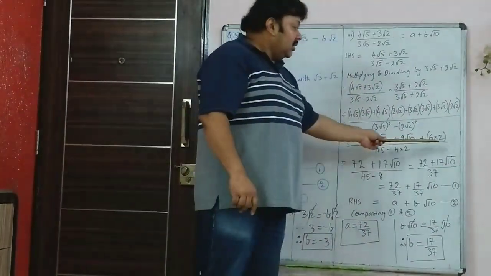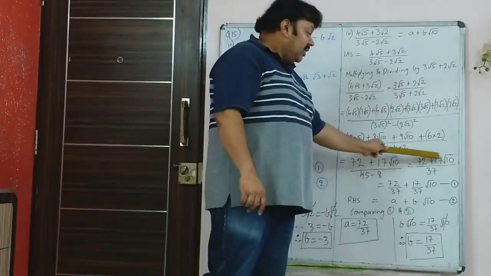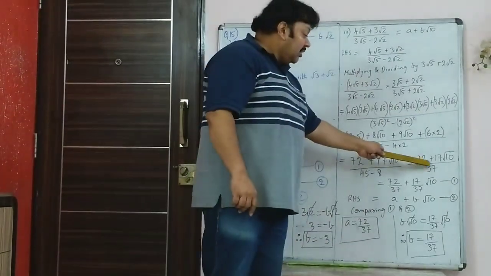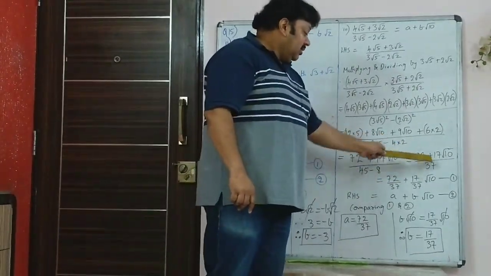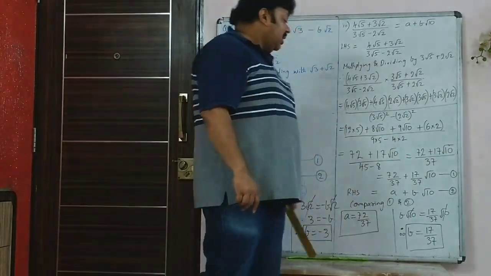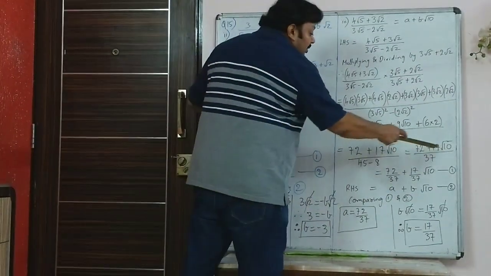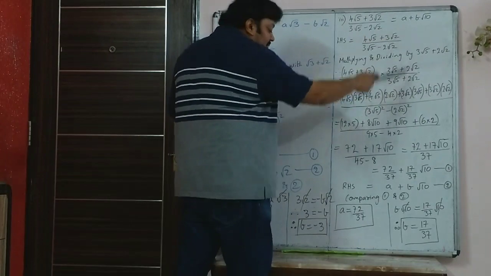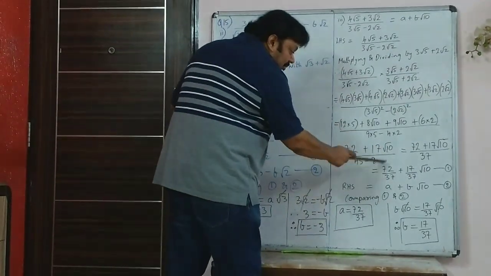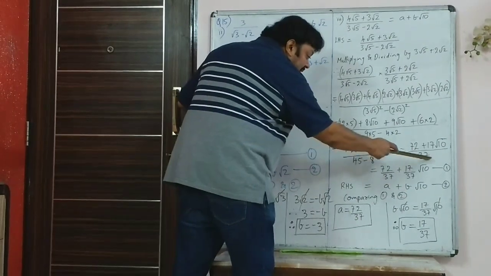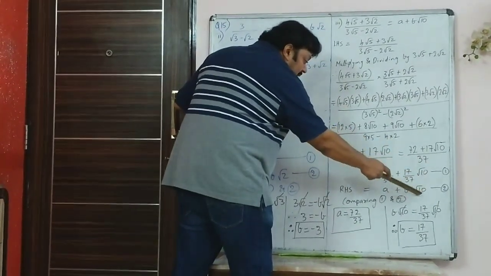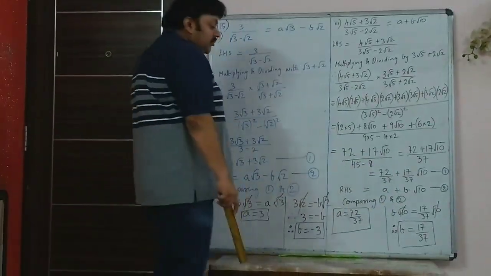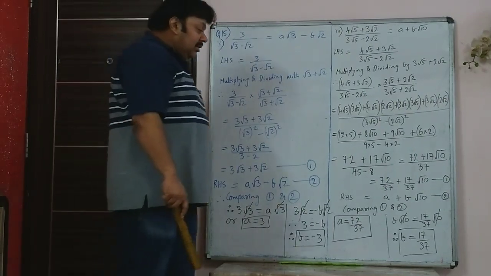So now here this number I have to compare with this. So first I split it, reverse of LCM. So I write it as 72 by 37 plus 17 by 37 root 10. So had it been like this, we would have written it like this. But now we are splitting it because we need to compare a plus b root 10. So a will be this number and b root 10 will be 17 by 37 root 10. So root 10 will get cancelled. So b will be 17 by 37 and a is 72 by 37.